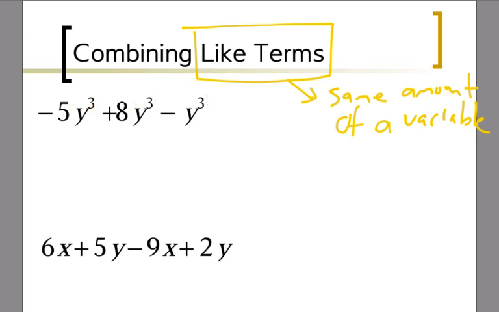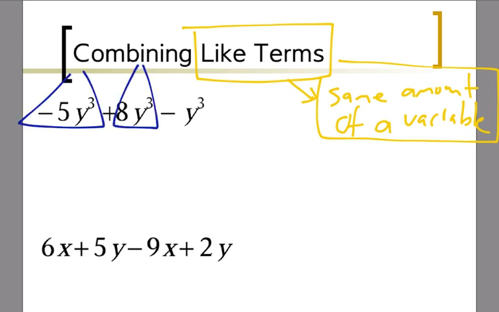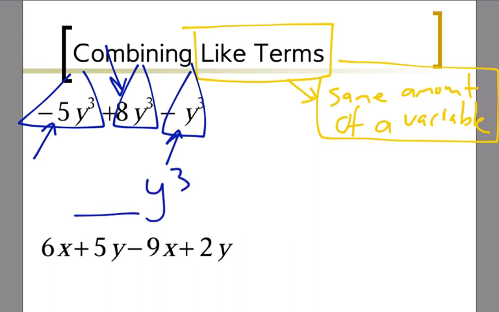So let's actually add these up. Now, what I like to do is I like to usually circle or put a square around like terms, or I just do triangles around these ones. But there aren't any not like terms in this first problem, so we're going to combine them. So basically what's happening is it's saying I've got negative 5y to the 3rd, I've got positive 8y to the 3rd, I've got negative y to the 3rd. How many y's to the 3rd do I have?